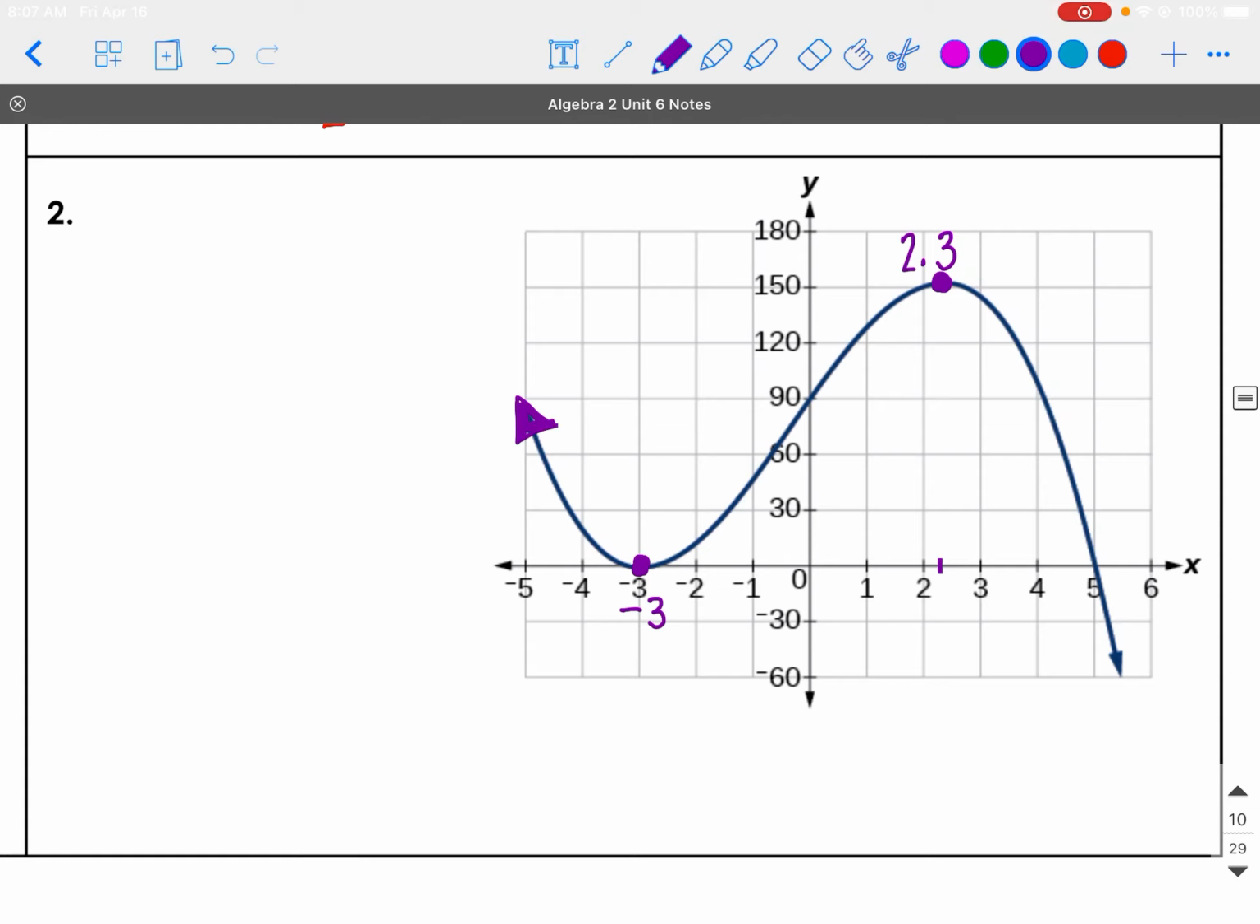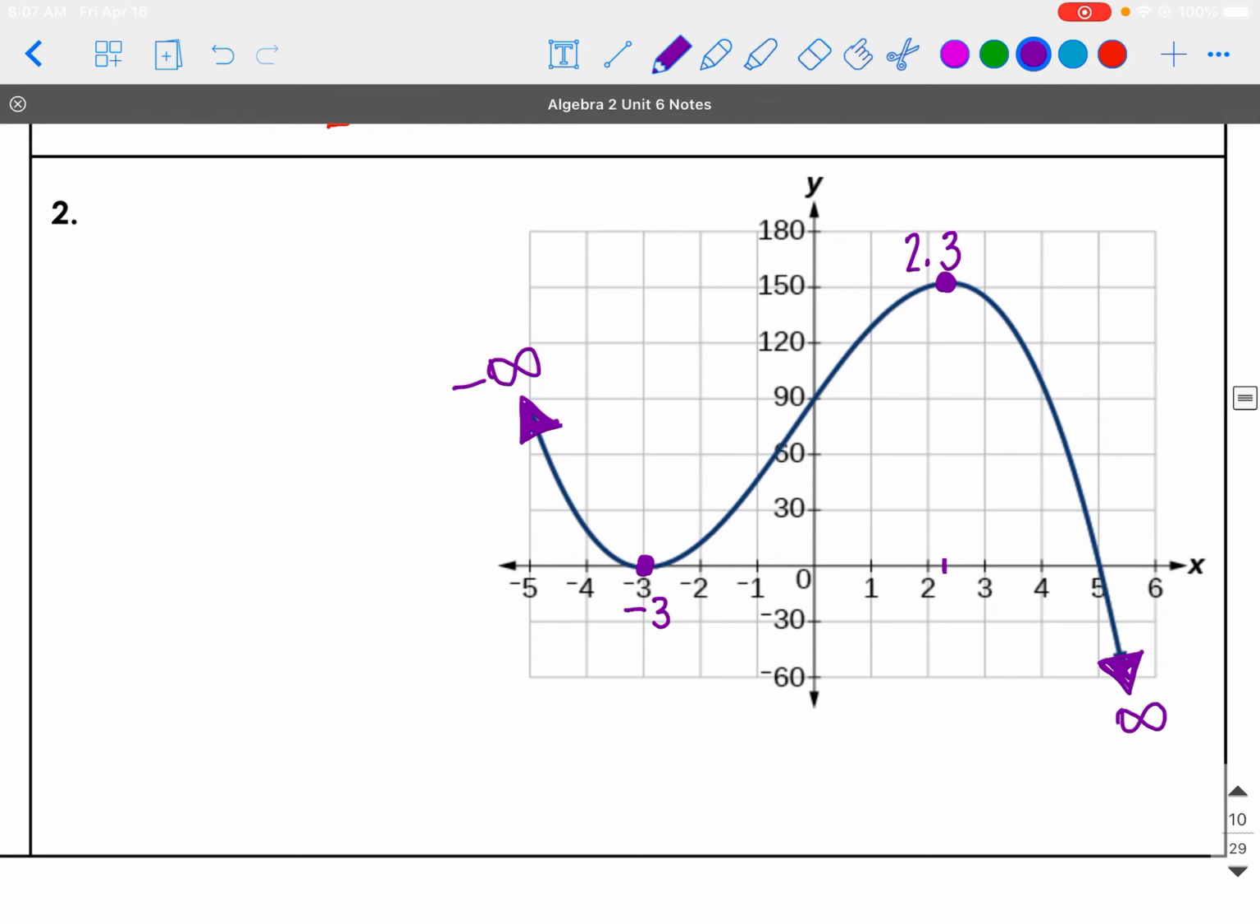Now let's look at our ends. We have this arrow. A lot of you want to put infinity here because it looks like the arrow's pointing up. But remember, we're only focusing on left and right. Because it's on the left, we use negative infinity. And then over here, it's on the right, so we use positive infinity. So these 4 numbers or infinities, that's the only thing that's going to show up in our increasing, decreasing.